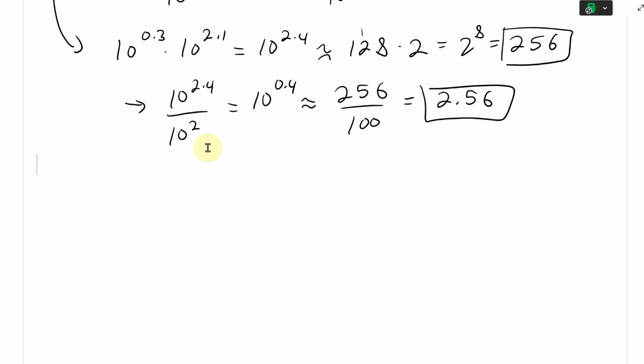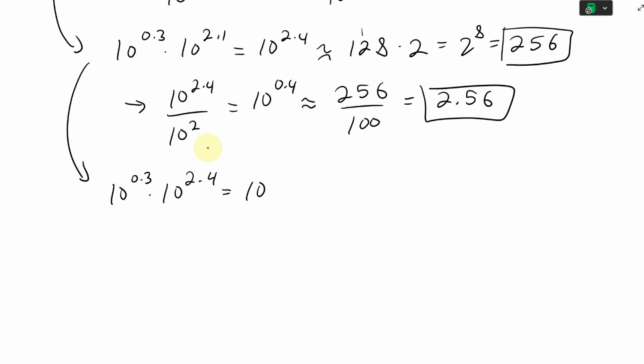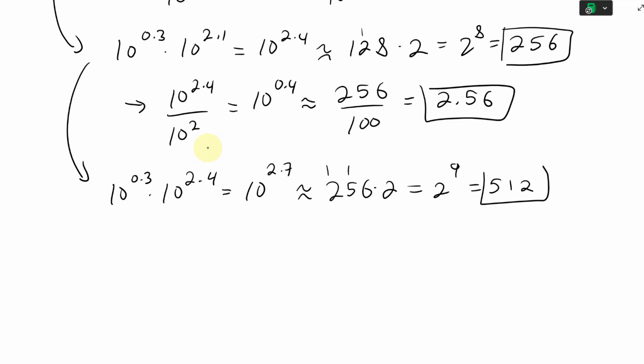All right, and now the last one, I believe that's going to be 10 to the 0.7, because 2.4 add another 0.3 is 2.7. So the last one, 10 to the 0.3 times 10 to the 2.4. This equals 10 to the 2.7. This approximately equals 256 times 2, which equals 2 to the 9. So 2 times 6 is 12, carry the 1, 2 times 5 is 10, add the 1, 11, carry the 1, and 2 times 2 is 4, add 1, 5. 512. So we have 512 here.